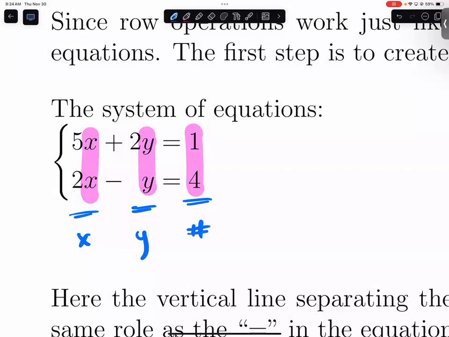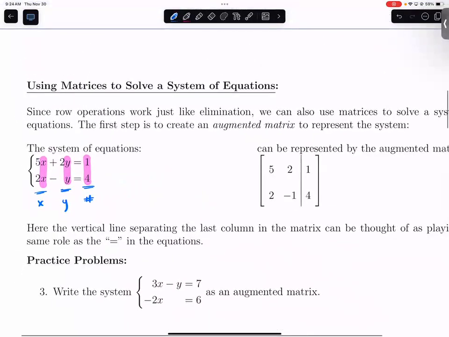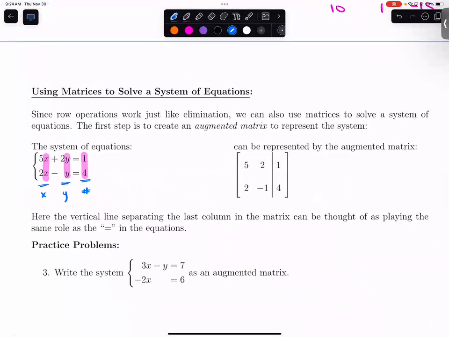So if I've preserved the order like that, then what I really need to know is how many of each one there are. So I just take the coefficients and set up what's called an augmented matrix, or a matrix of coefficients, like this. 2 equations means that the matrix is going to have 2 rows. 3 things, x and y, and the numerical part, means that the matrix is going to have 3 columns corresponding to the same 3 things: x, y, and the right-hand side of the equation, the numeric part.